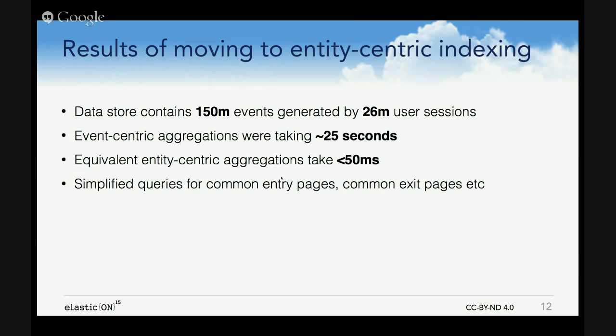They were trying to do so much. The equivalent aggregations that they're doing now, what's the average duration? It's now less than 50 milliseconds on the same reoriented data. They've got much simpler queries as well, just for things like where are people exiting the website? What's the last thing they look at before they go away? It's a very simple query to run that.